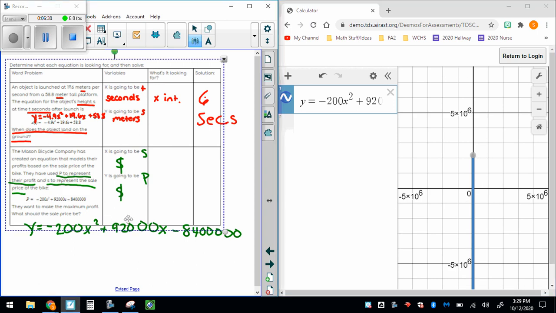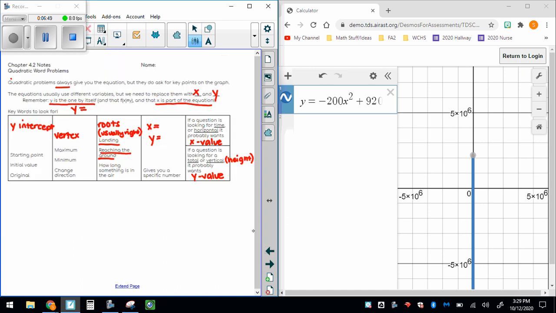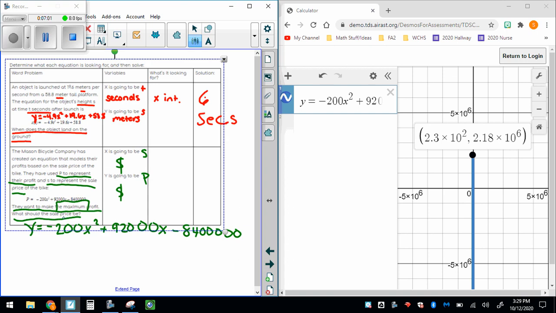All right, so let's talk about this guy. They want to make the maximum profit. What should the sale price be? So maximum is one of our words. If I flip back, maximum means I'm looking at the vertex. So the vertex is here, right? And then it specifically asks what should the sale price be? Well, the sale price is S, which we used as the X. So let me write in here, vertex, and specifically the sale price, or the S, so I only want the X value.